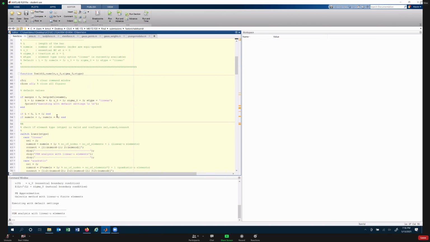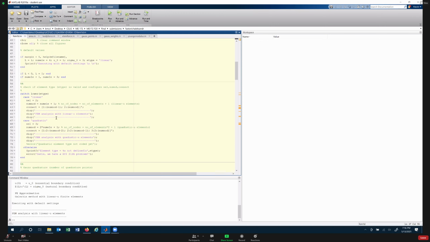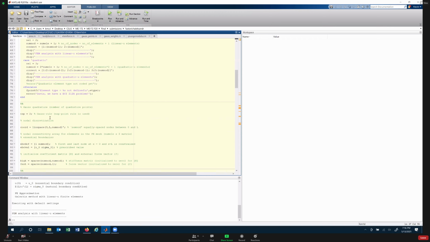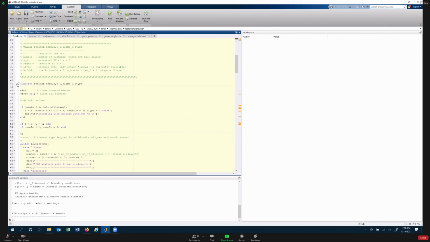Now, where did I have this? So here's my main function. L is equal to 1, ml is 4, sigma 0, E-type linear. Okay, let's just solve this. Let me hit run.